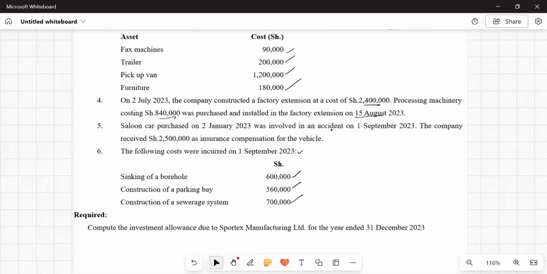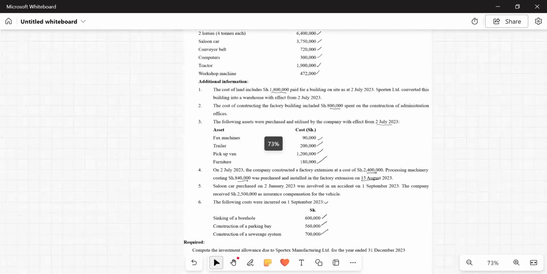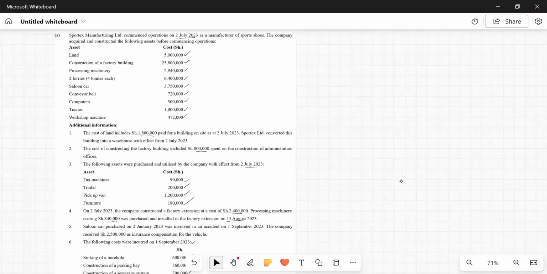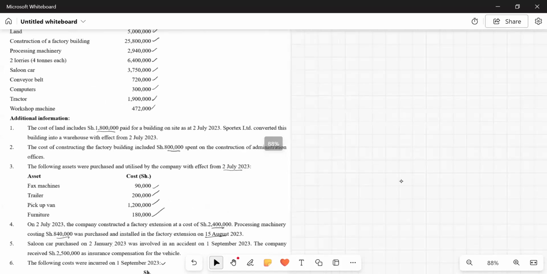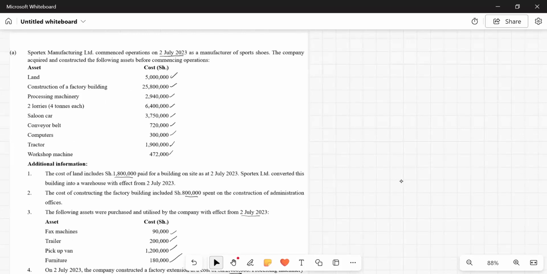We are required to compute the investment allowance for the company for the year 2023. Now, to be able to do that, this is what we are going to do. We have seen the assets. There are those ones which qualify for 50% in the first year of use. There are those ones which qualify for only 10%. There are those ones which qualify for 25% only without 50% in the first year of use. So that is what we now want to go ahead and solve.